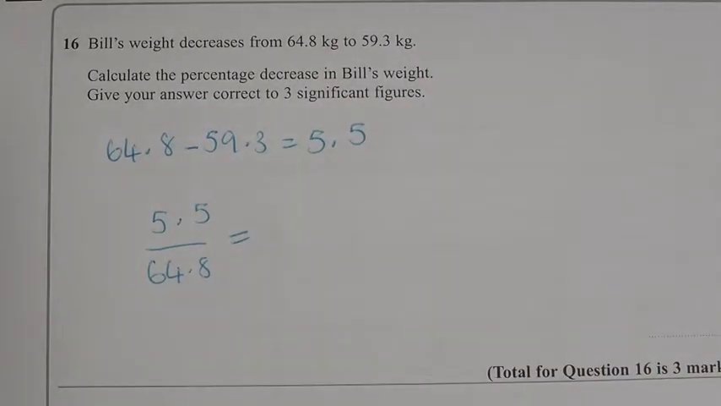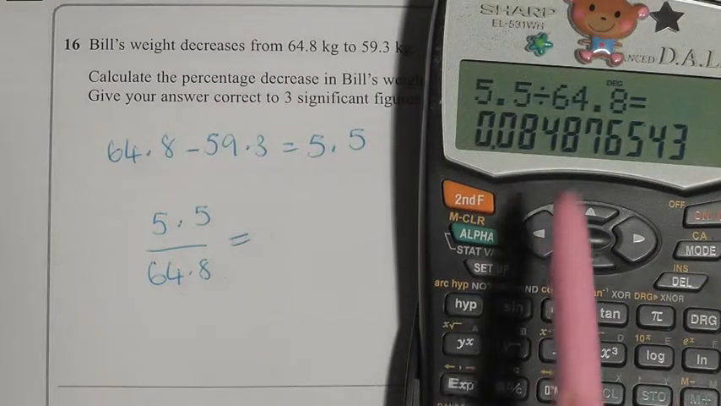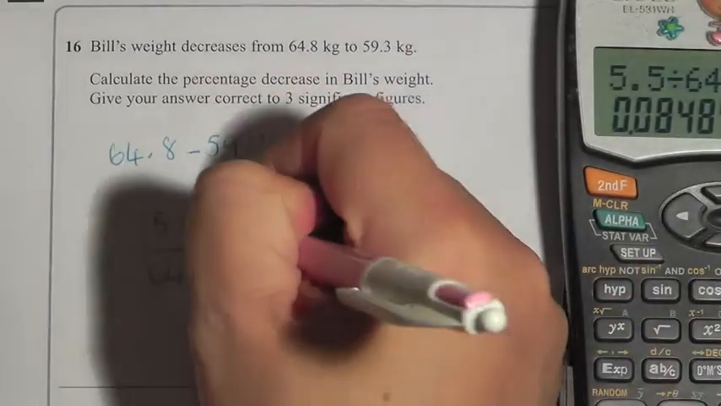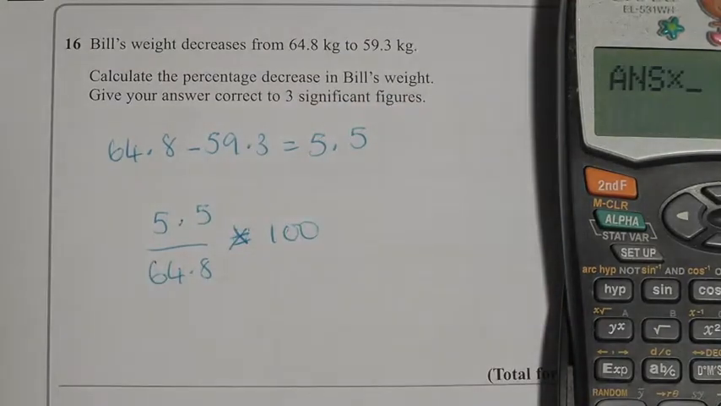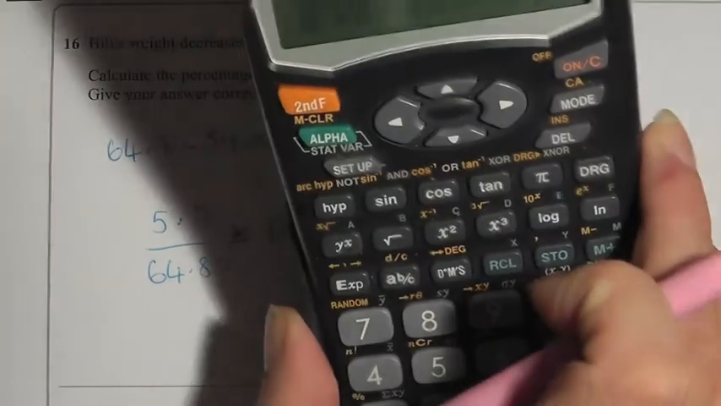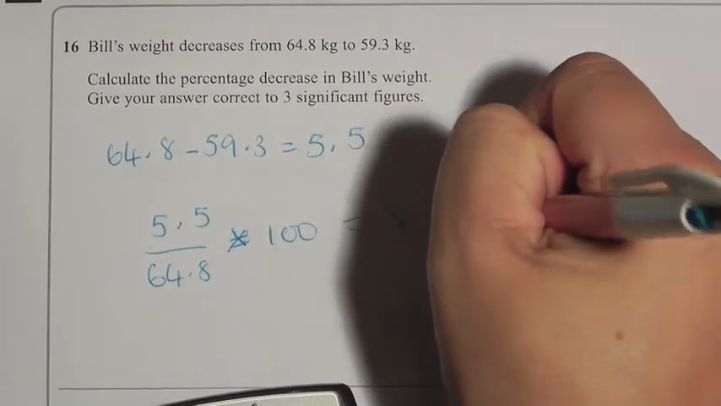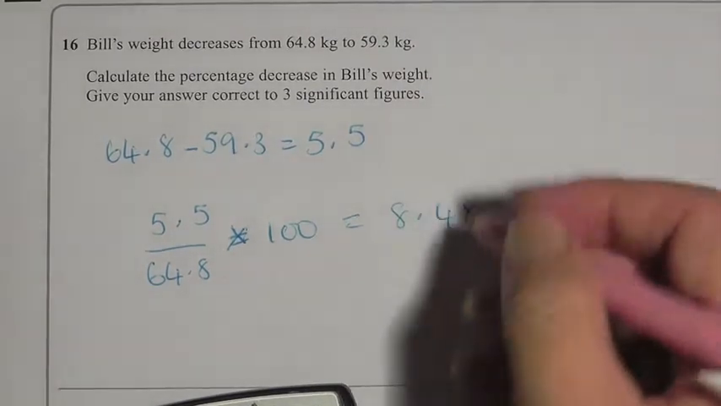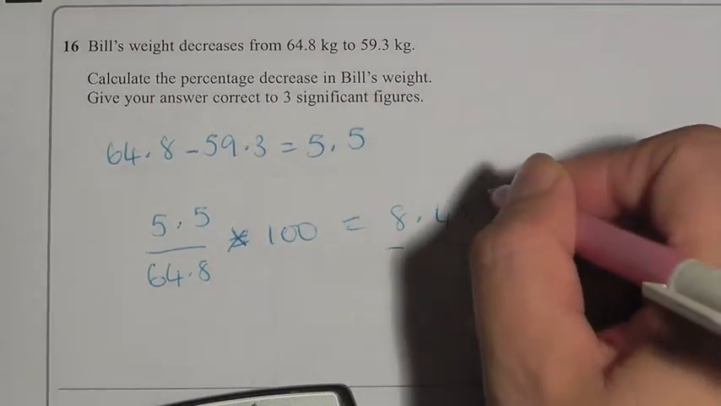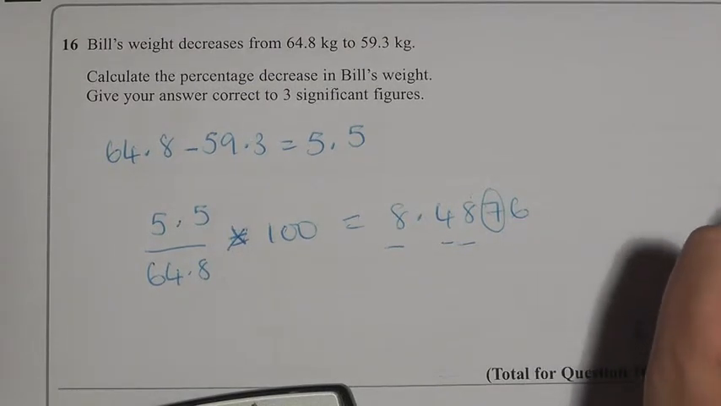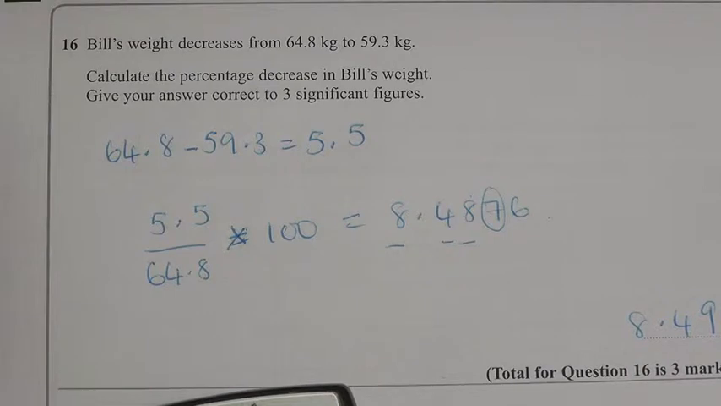So first of all, let's do 5.5 divided by 64.8, which gives us 0.0848765, and then I'm going to times that by 100 to get the percentage value. So it's 8.4876. Again, we're asked to round to 3 significant figures. That's 1, 2, 3. This 7 is going to tell me to round up here, making it 8.49. So the percentage decrease was 8.49%.